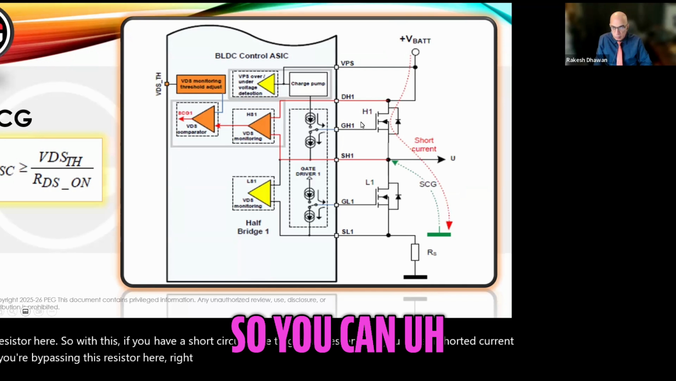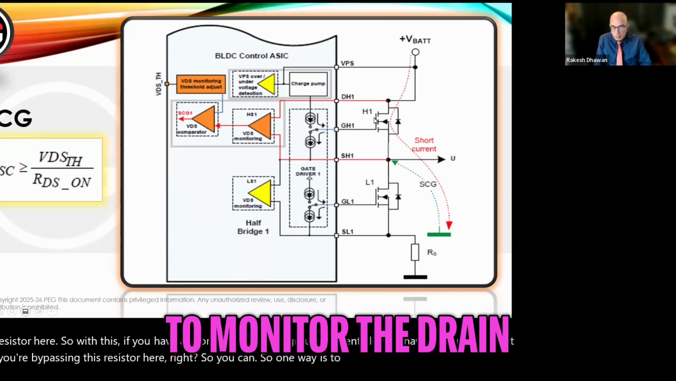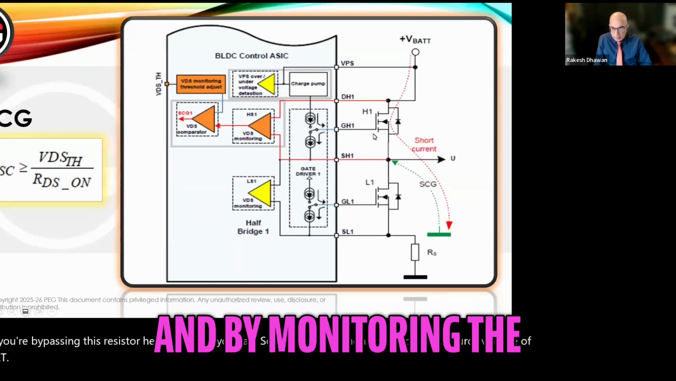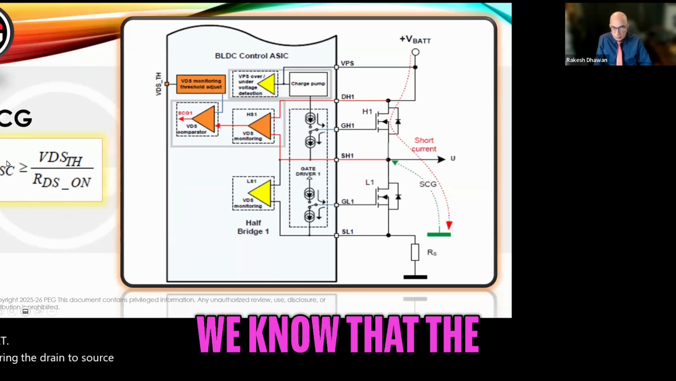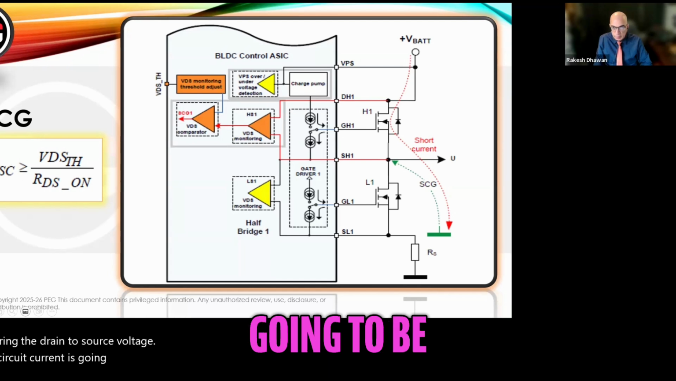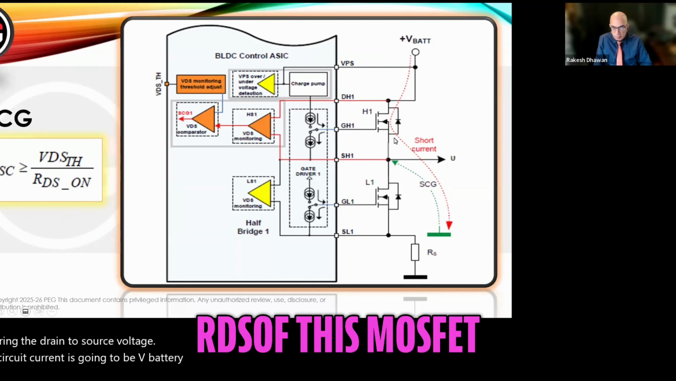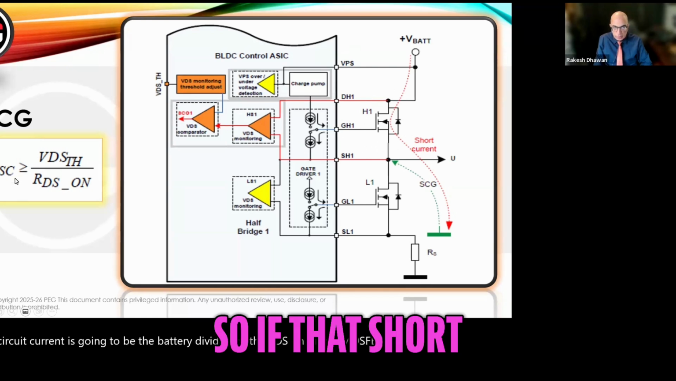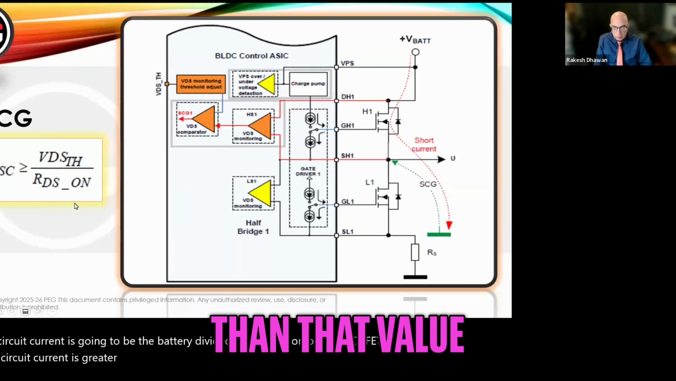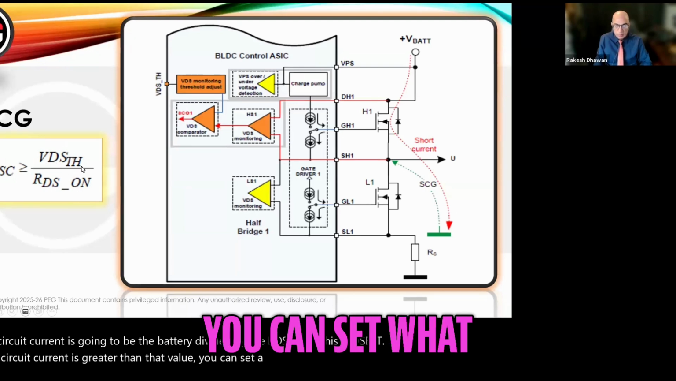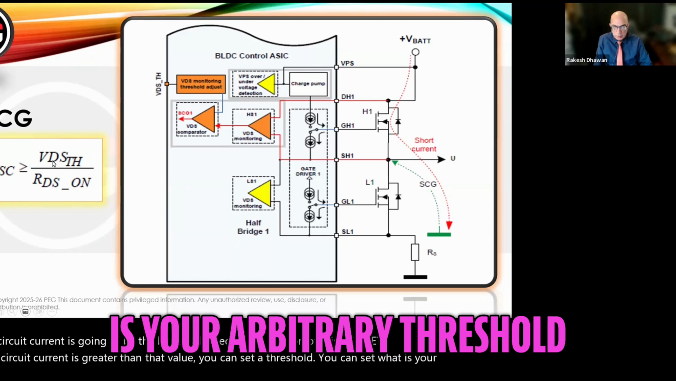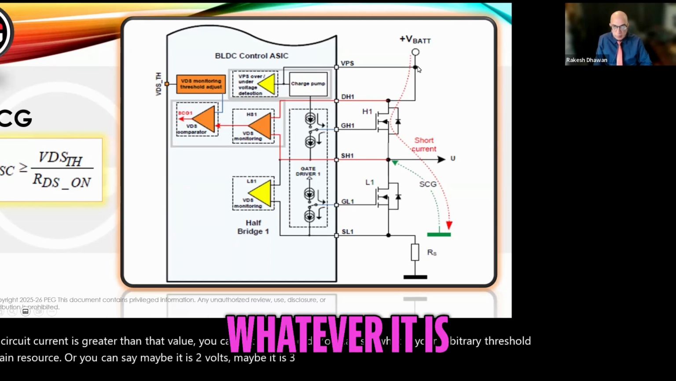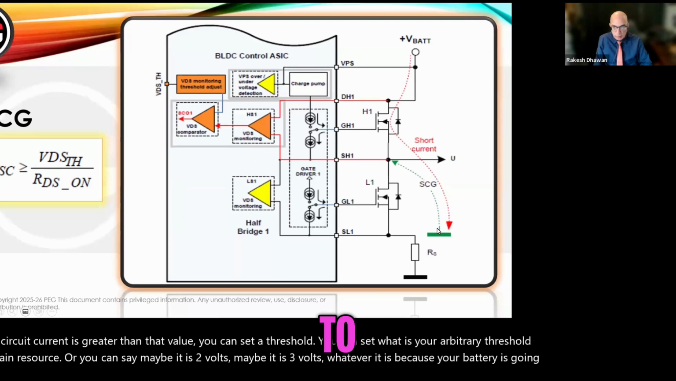One way is to monitor the drain to source voltage of this top MOSFET. By monitoring the drain to source voltage, you know that the short circuit current is going to be V battery divided by the RDS on of this MOSFET. So if that short circuit current is greater than that value, you can set a threshold. You can set an arbitrary threshold on the drain to source voltage. You can say maybe it is 2 volts, maybe it is 3 volts, whatever it is, because your battery is going to short to here.